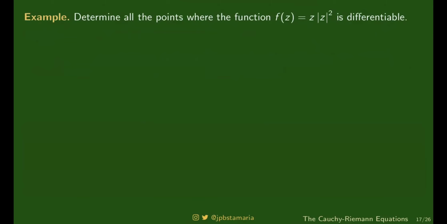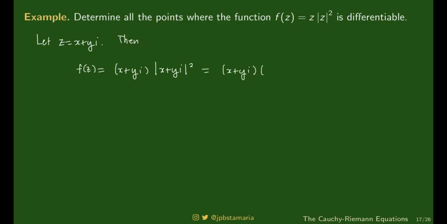Naintindihan ninyo? So, halimbawa, let's take this as an example. Determine all the points where the function f of z equals z times absolute z squared is differentiable. Kailan ito differentiable? So you might want to use the Cauchy-Riemann equations. Let z be x plus yi. Ano yung f of z? O di maging x plus yi times absolute x plus yi squared. Ano nga yung absolute x plus yi squared? Ang absolute x plus yi squared ay square ng square root. So, x squared plus y squared na lang.